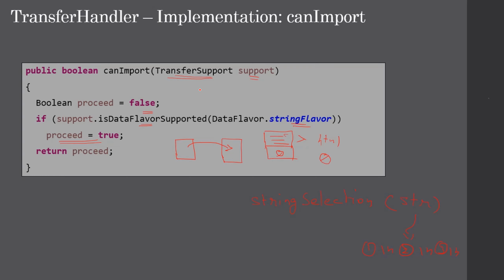Here we are making use of the TransferSupport object, and we receive that as a parameter. Then from that we are making a call to isDataFlavorSupported, and in our case we are supporting only the string flavor because we construct StringSelection by passing the string object. So that's one method we are going to implement.